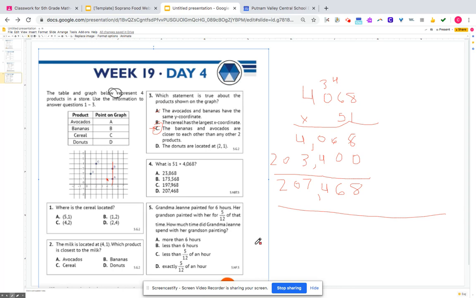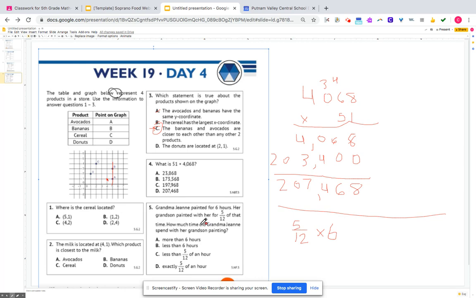Number 5. Grandma Jean painted for 6 hours. Her grandson painted with her for 5/12 of that time. This looks like a scaling problem. 5/12 of 6 hours. So 5/12 of that time. So he wasn't with her the entire time. He was with her for, I would argue, a little less than half of 6. Half of 6, right? 6/12 is half. So that would be a little less than 3 hours. That's how long the grandson painted with her.